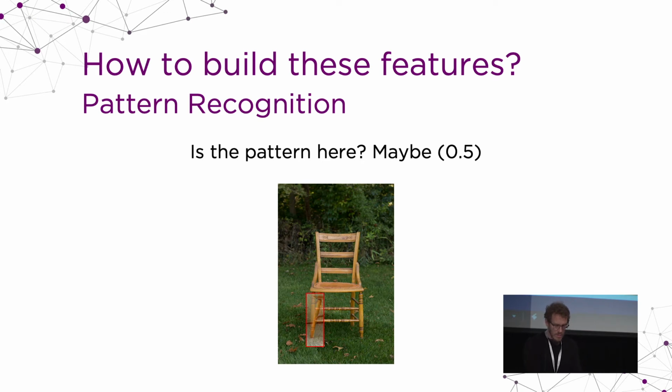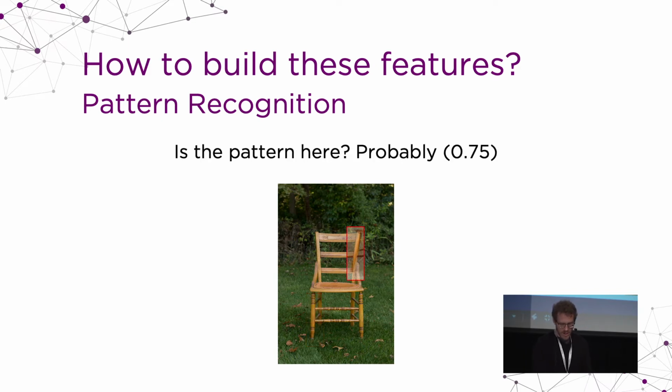Here we can say that maybe it's here. There's some alignment between the pixels at the bottom, but because the leg in my sub-patch is a little bit not straight, I don't have full alignment. It's only 0.5. And here the alignment is better, so the score is higher. And I will say probably the pattern is here.